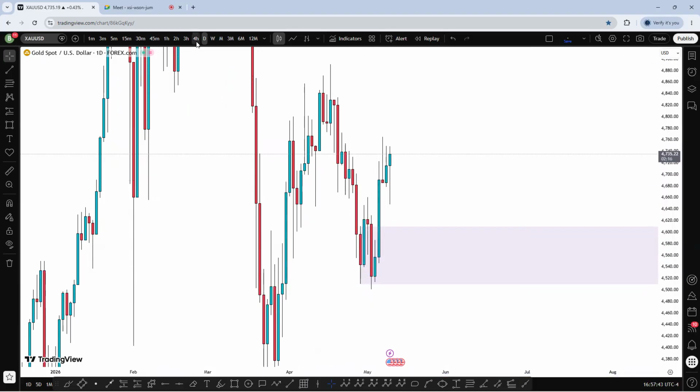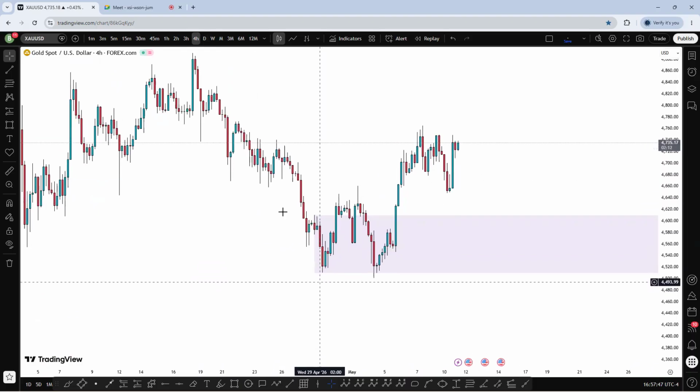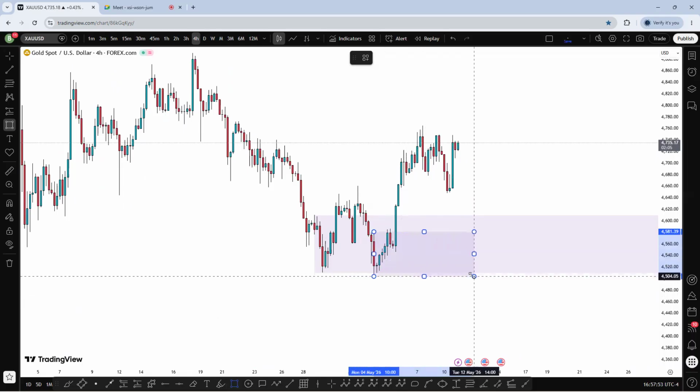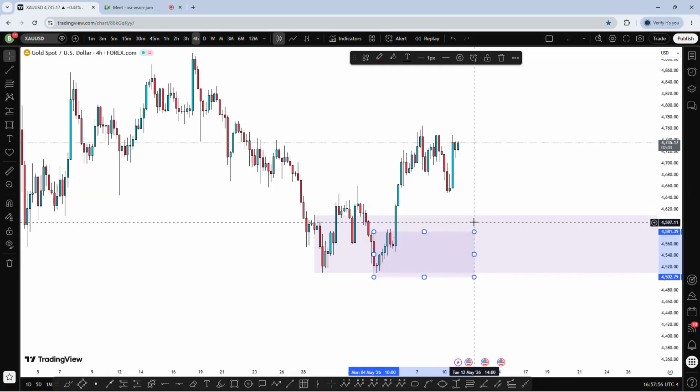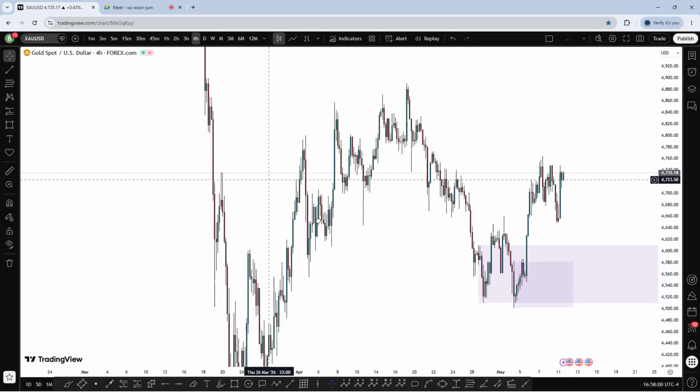How do you know that? You go to 4 hour and 1 hour. You see 4 hours here. It was not yet tested. Maybe price will come back in the future. When I say in the future, you have to believe that it will come back in the future.